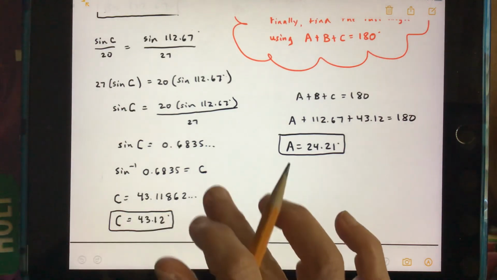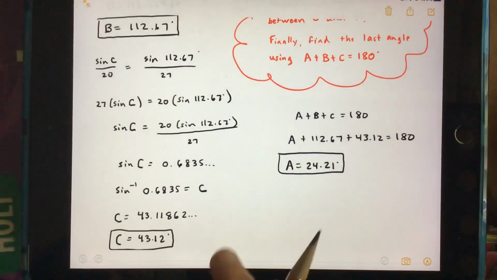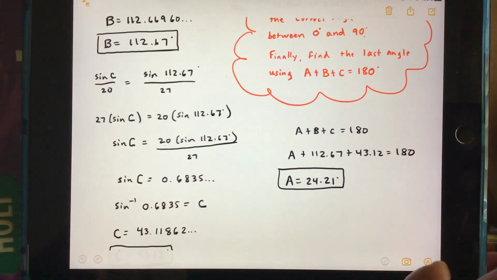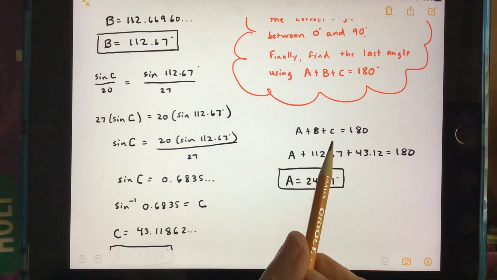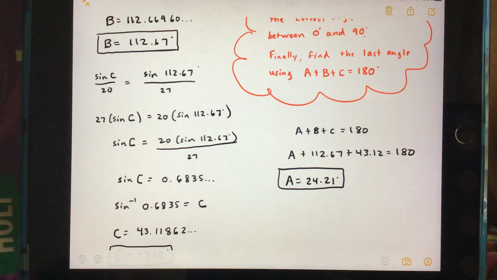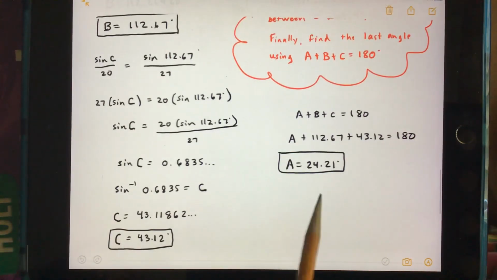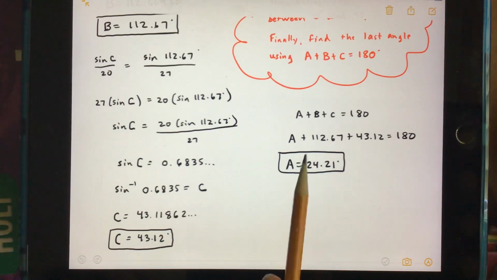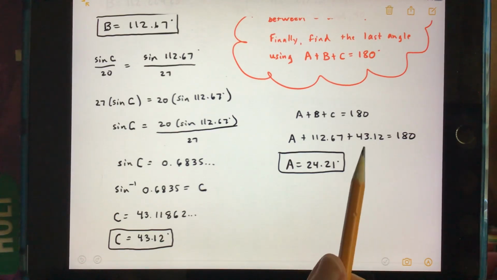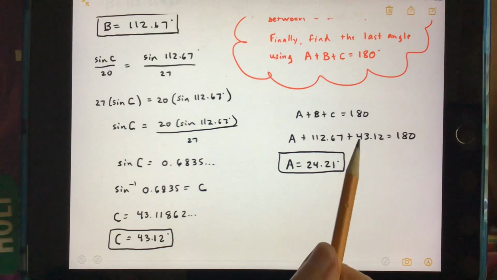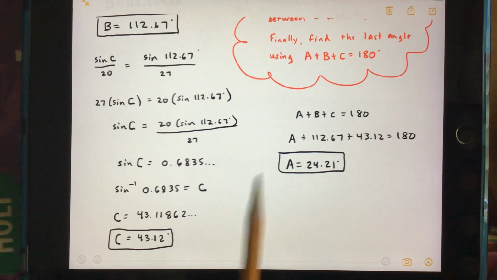Okay, so we've used the law of cosines to find angle B. We've used the law of sines to find angle C. To find our last angle, that's the last piece of information we need, because we were told all three sides. So that means we have to find all three angles. The last angle will be angle A. We figured out B and we figured out C here. So angle A will be figured out by saying A plus 112.67 plus 43.12, that's our angle B and C, has to sum to 180. Solve this for A and find that A is 24.21 degrees. So we have all three angles.